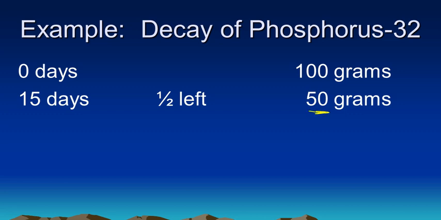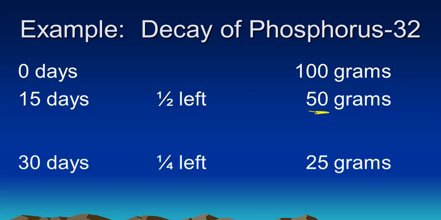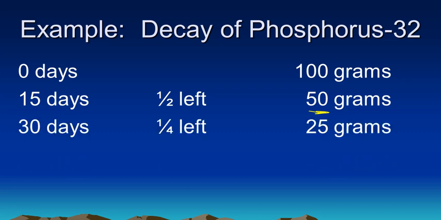That's half of 100. Now, what about the next 15 days, after a total of 30 days has passed? Does that mean we'll have zero? Will all the rest of it decay? No, it just gets cut in half again. So after 30 days, that's another 15 days, a second half-life, we have 25 grams left. That's a quarter of the original.